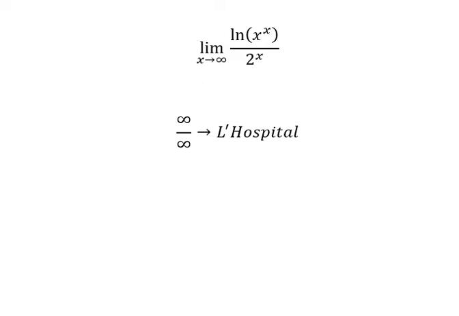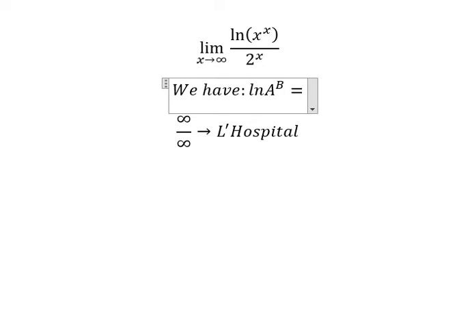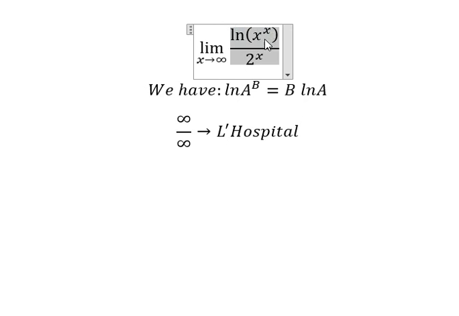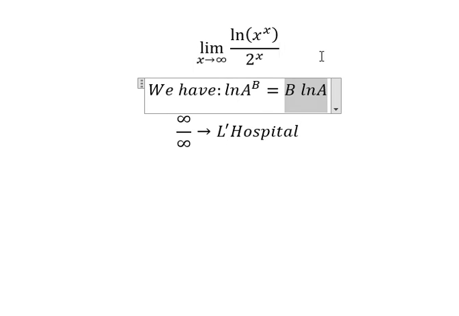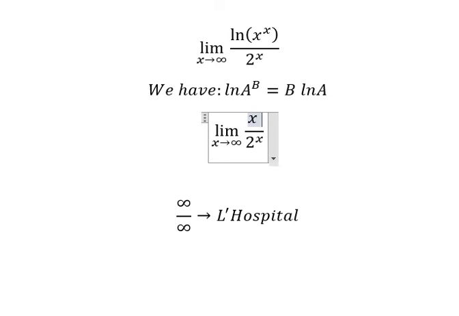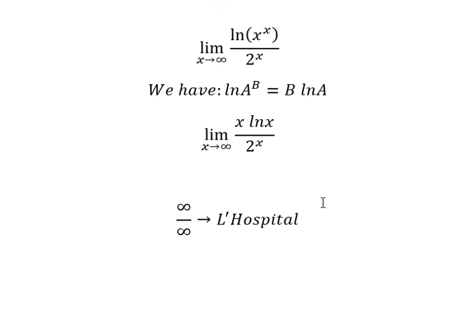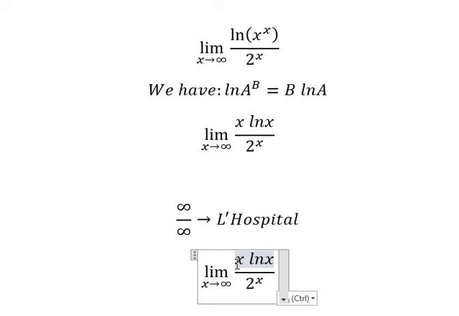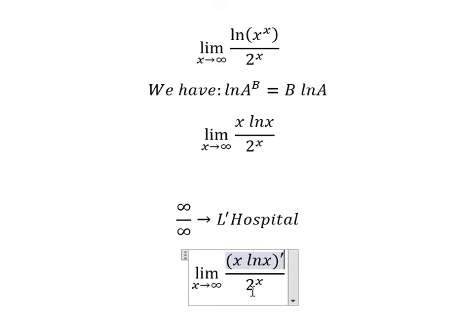So we need to know that we have the second formula in here. This one, we need to transform this one into this one. And we have it like this. Now we can use L'Hospital's rule. That means we need to first take the derivative of the numerator and the denominator.